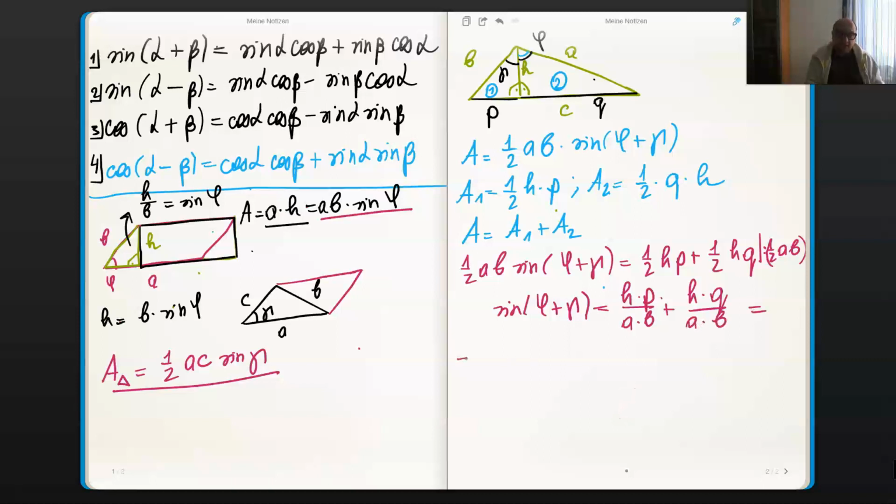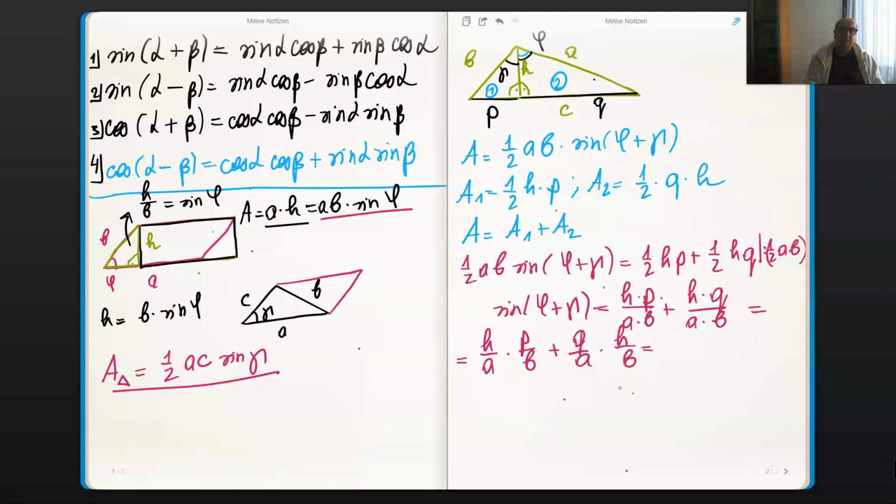So let's prolong the right-hand side and write it separately in order to see what's happening. If we consider this first fraction, we can write it as h divided by a times p divided by b, plus, here we can also interchange the order of the multiplication, q divided by a and h divided by b. Can I do it? Well, that's fine.